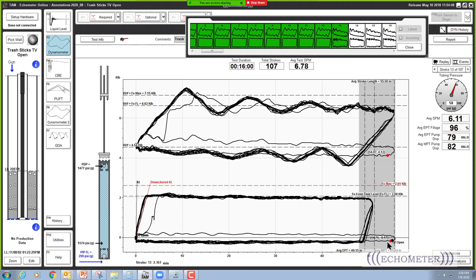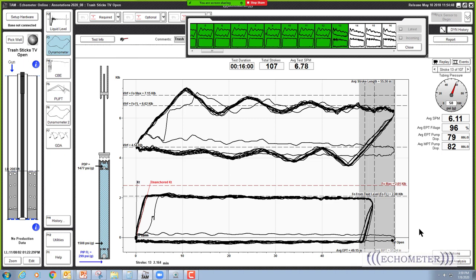And here is the over-travel effect. And actually, the pump stroke is longer than the surface stroke when there is no fluid load. Why? Because we're pumping about 6 strokes a minute, and that creates an acceleration force in the rod string.